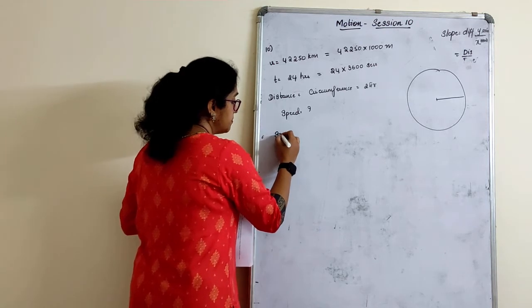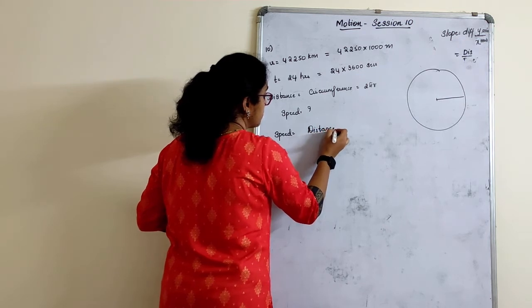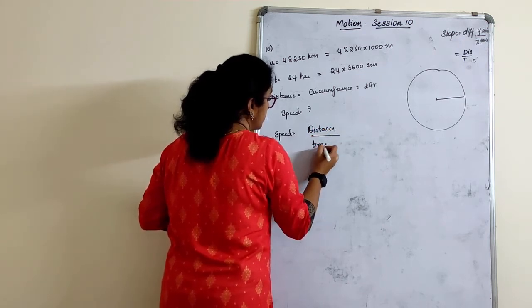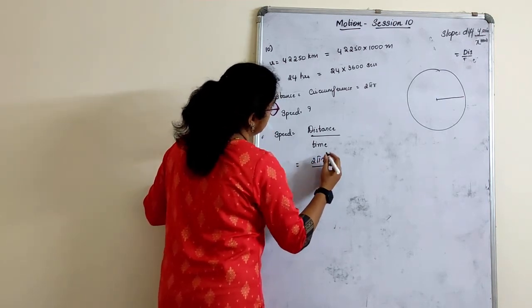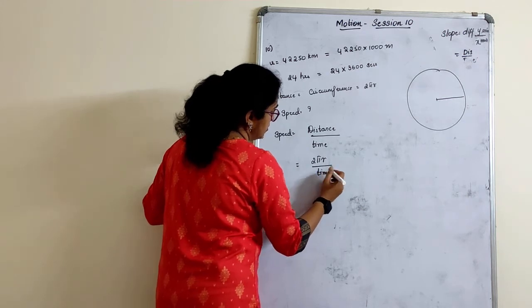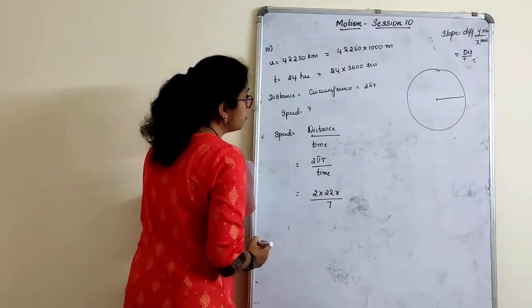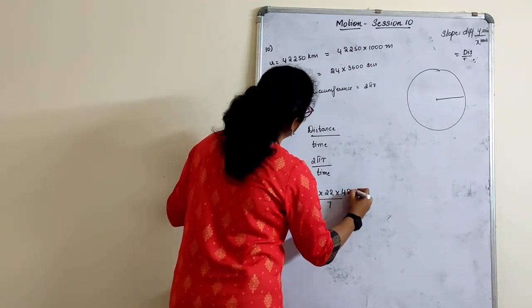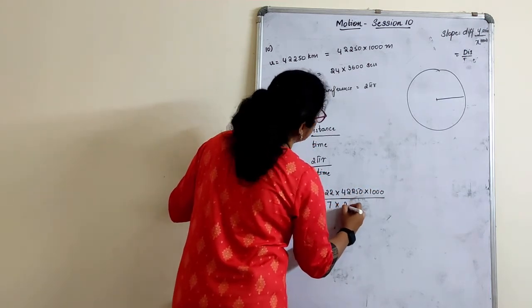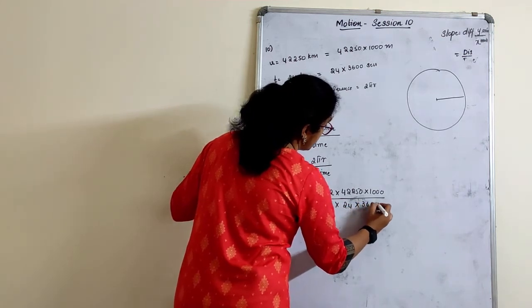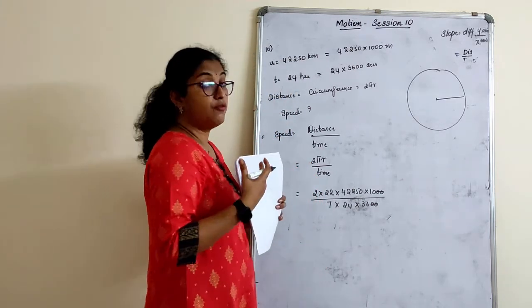Now write the formula. Speed is equal to distance by time. Distance is 2 pi r. Write that, divided by time. Okay, we'll write time as this. So 2 into 22 by 7 into r, which is 42250 into 1000. Time is 24 into 3600. 2 zeros, 2 zeros. So see again here the numbers are very big in calculation.